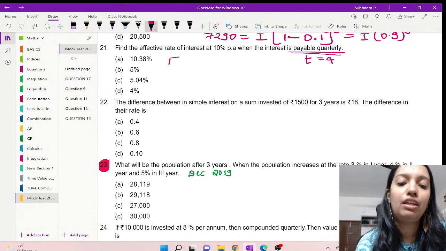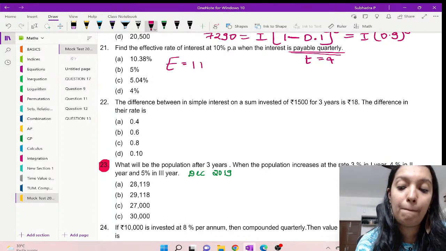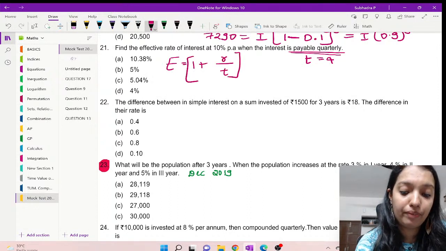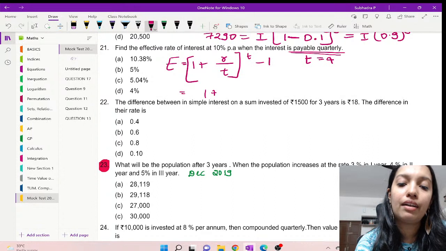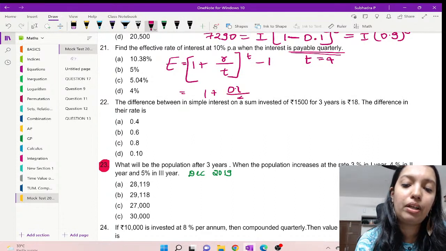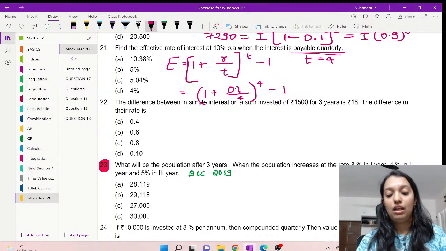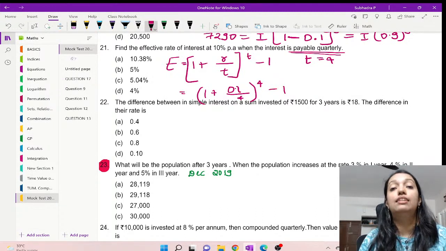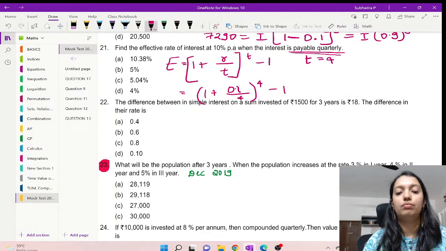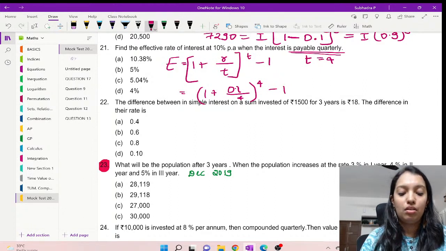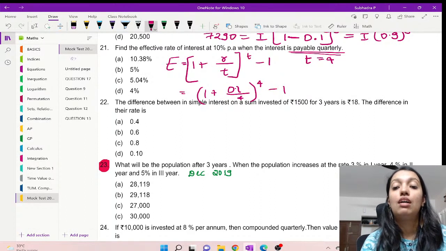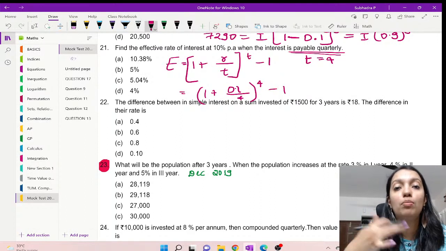Remember that. So the effective interest formula is 1 plus R divided by T whole to the power T minus 1. So this will be 1 plus R, rate of interest is 10% divided by 4 times in a year, whole to the power 4 minus 1. Please take your calculator. It is 0.1 divided by 4. You will get 0.025 plus 1. It is there, no? In the bracket plus 1. You got 1.025 has to be raised 4 times. You need to multiply it 4 times.